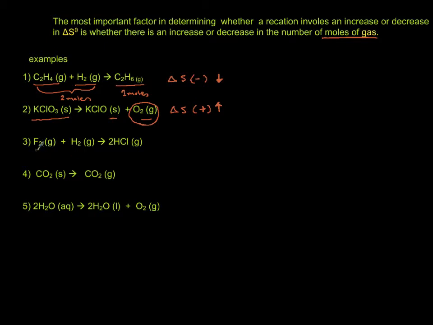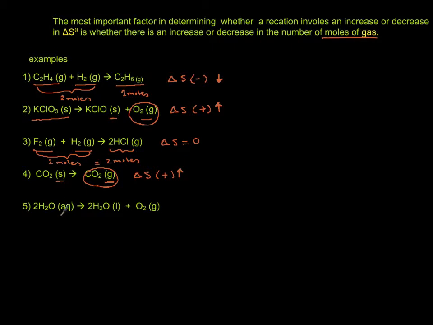The third example, you see fluorine, a gas, and hydrogen, a gas, 2 moles of gas on this side, and it gives you 2 moles of gas on the other side. So this is an indication that delta S is most probably equal to 0. There is no increase or decrease in order of the system. The fourth example, if you look at dry ice subliming into a gas, you're producing definitely a gaseous particle. Delta S is increasing and it's a positive value.